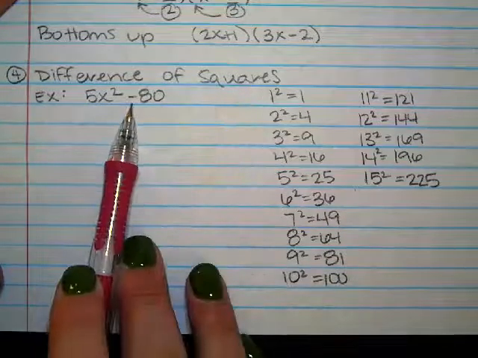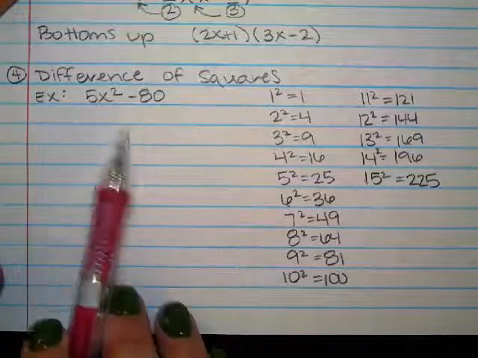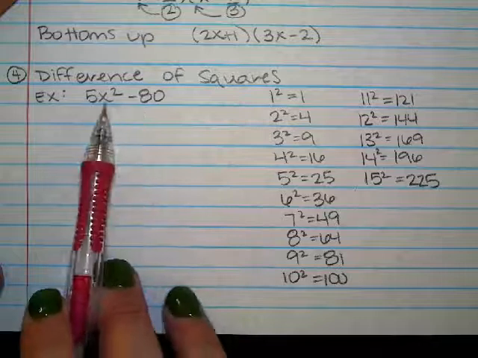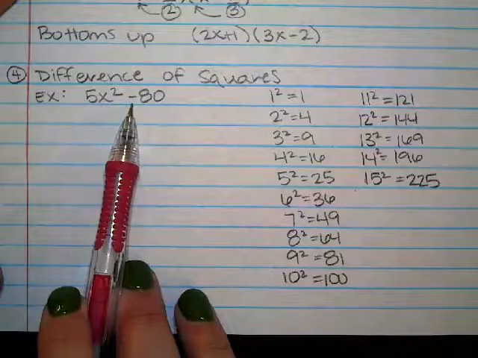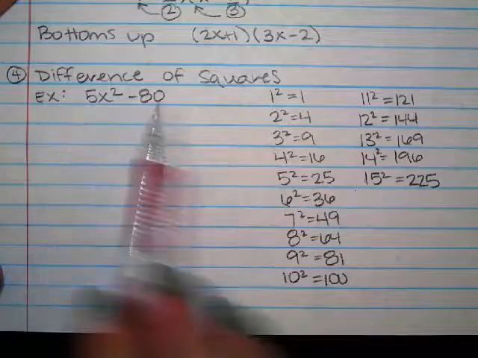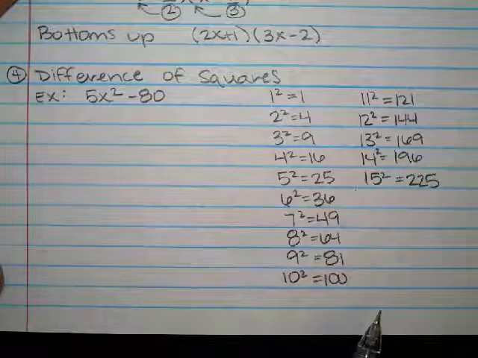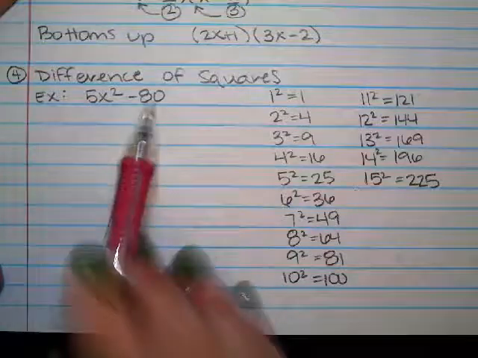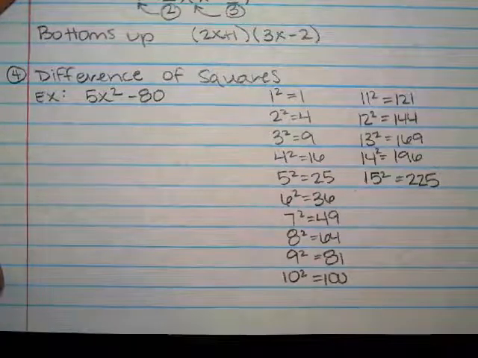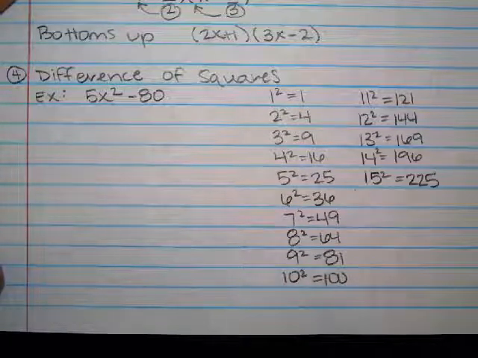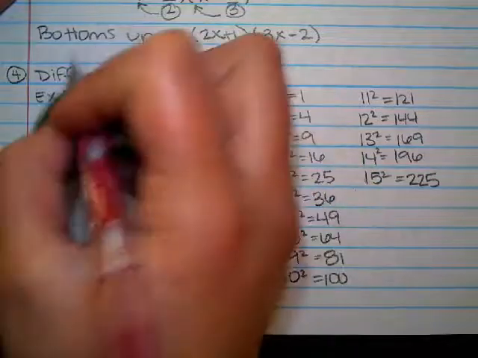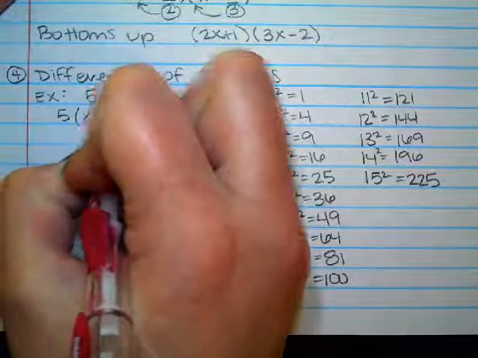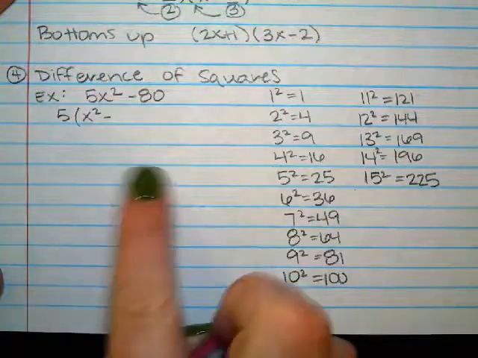So right now, my clue that this is a difference of squares problem is that I can see an x squared and I can see a minus sign. Right now, between the 5 and the 80, the numbers are wrong, but that just could be because of a GCF. And I do know that 5 goes into 80, so it does appear that this is a problem that has a GCF that I could factor out. So I'll go ahead and do that. Take out the 5, that leaves me with x squared minus, and then 80 divided by 5 is 16.